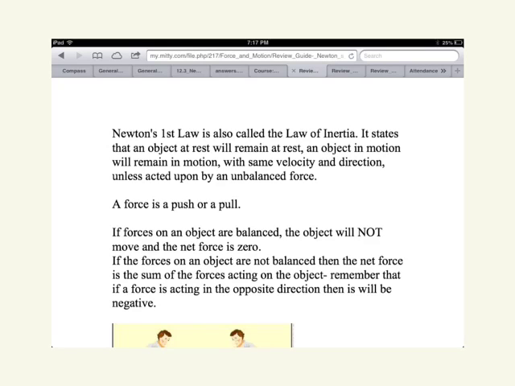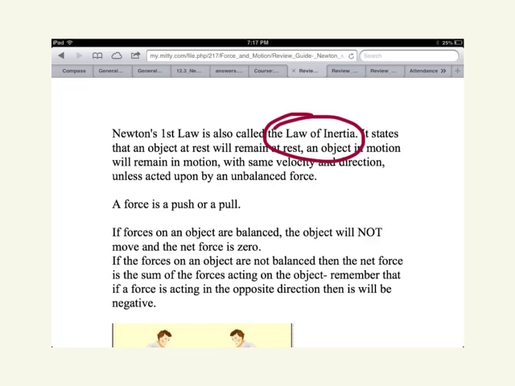So in the first part we talk about Newton's first law of motion. This is also called the law of inertia. It states that an object at rest will remain at rest, an object in motion will remain in motion with the same velocity and direction unless acted upon by an unbalanced force.